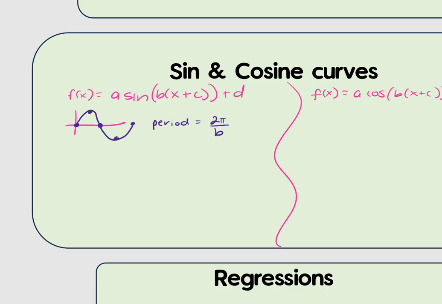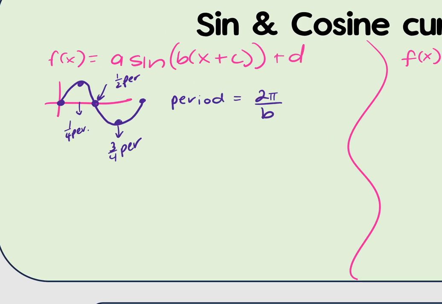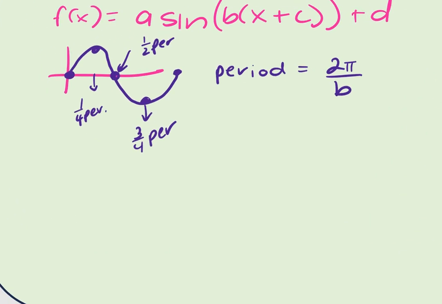If I wanted to find my key points, I would take my period and multiply it times a fourth, a half, and 3/4. So the first one, without a phase shift, is at 0. Then this would be your quarter point, 1/4 times the period. This would be your halfway point, 1/2 times the period. This would be your 3/4 point, 3/4 times the period. That's, again, if it didn't have a phase shift. This would be 0, and this would be the period.